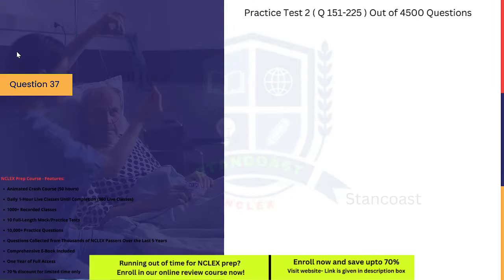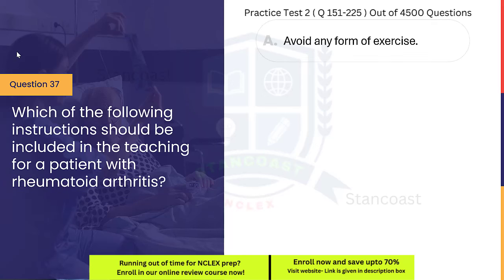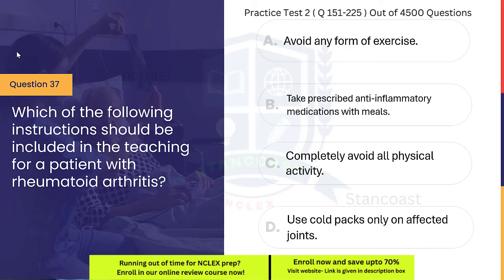All right, moving on. Which of the following instructions should be included in the teaching for a patient with rheumatoid arthritis? A. Avoid any form of exercise. B. Take prescribed anti-inflammatory medications with meals. C. Completely avoid all physical activity. D. Use cold packs only on affected joints. Think about the management of rheumatoid arthritis. The correct answer is B.